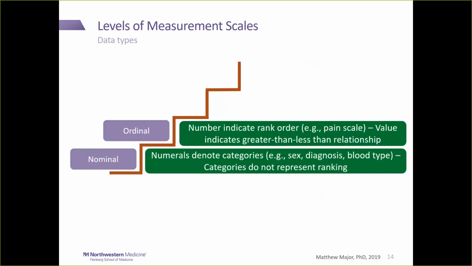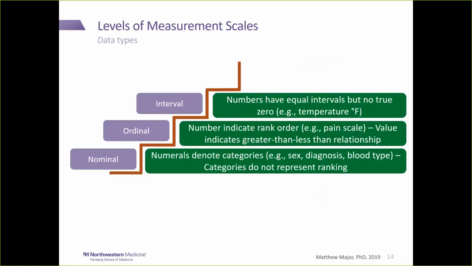Moving up, we have ordinal. Now, in this case, the number indicates the rank order. This might be a pain scale, for example. The value indicates a greater than, less than relationship. Then there's interval. Now the numbers have equal intervals, but no true zero. An example of this is temperature. Right? You can have negative temperature, you can have positive temperature, but 0 degrees Fahrenheit doesn't mean that there is no temperature or no heat.